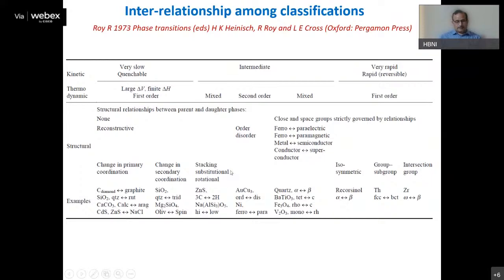And then these are the examples of intermediate kinetics, which can have mixed order, could be second order, could be first order. And then very rapid phase transitions, which could be first order phase transitions, which basically have coordinated movement of atoms leading to the phase transitions. And these are also called martensitic phase transitions. I will discuss this in detail in the second part of the talk.